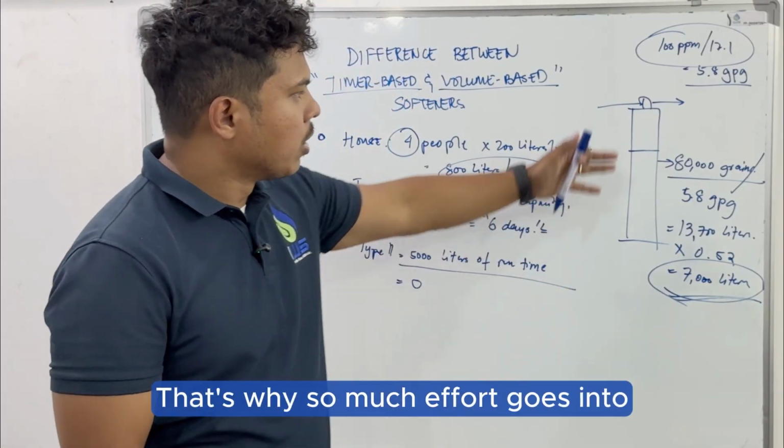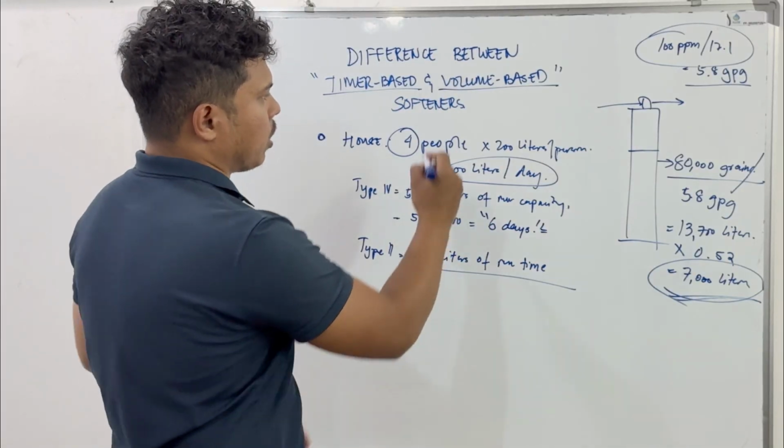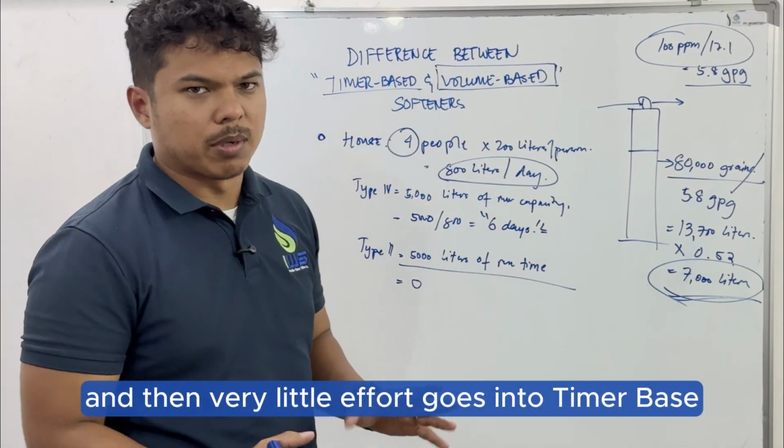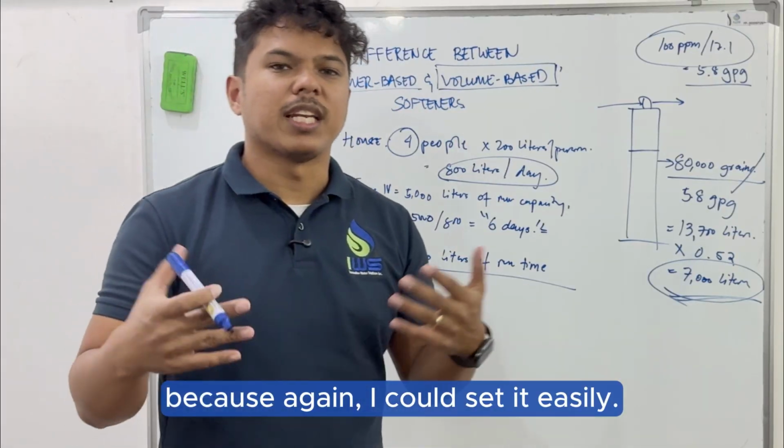So we give you all these little informations that are very critical in running a water softener. Yeah, that's why so much effort goes into a volume-based softener, and then very little effort goes into timer-based, because again, I could set it easily.